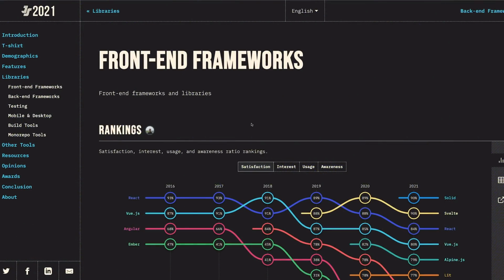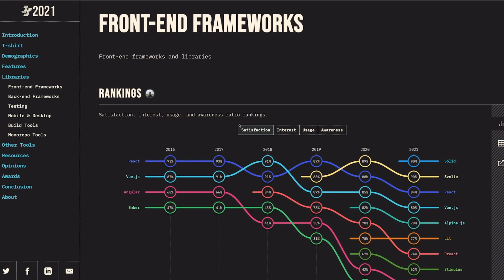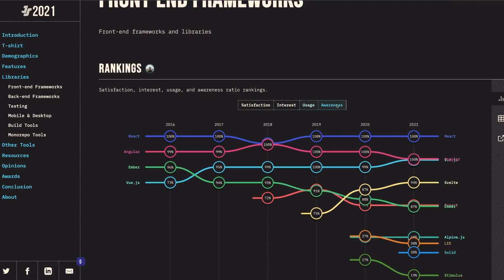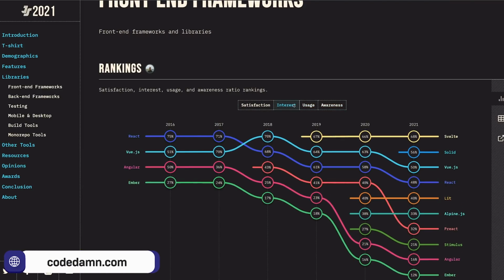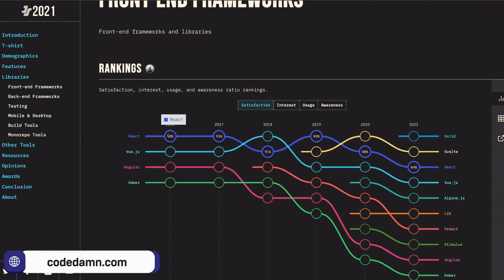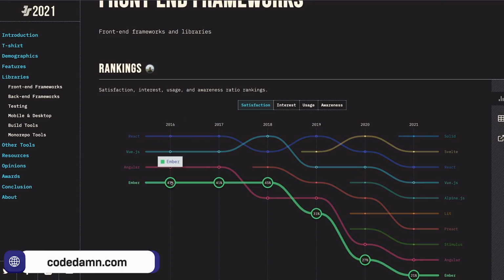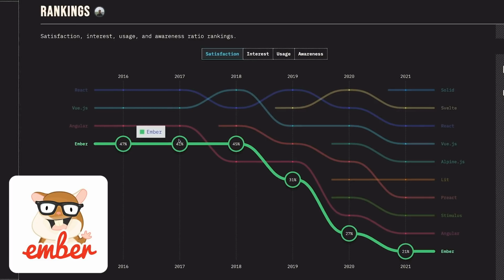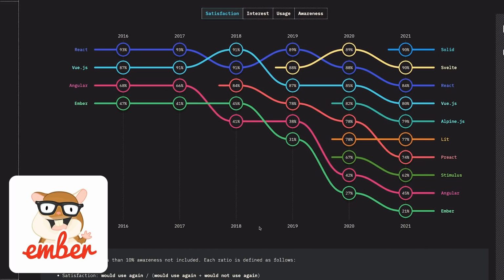So the very first thing over here is the rankings table, which includes a bunch of metrics against all of these frameworks, their rank against each metric. Starting from satisfaction, you can see React, Vue, Angular, and Ember come from very far away. And you can see a sudden steep drop in Ember.js, which is expected because I also don't see a lot of people recommending and using Ember anytime soon.